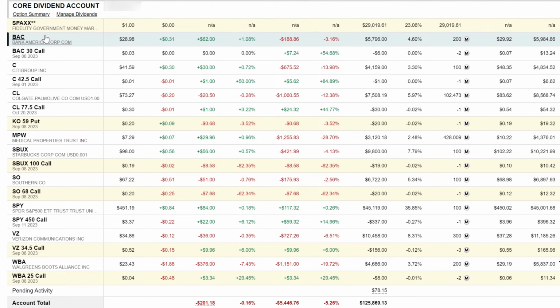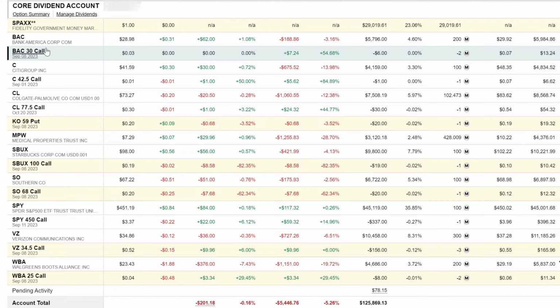I've got my Bank of America position and my Bank of America $30 covered call option. Breaking this down, it's a $30 strike call option, which expires on September the 8th, 2023. Current market price is 3 cents, or $3 total for this option. So let's say we were looking to roll this option.